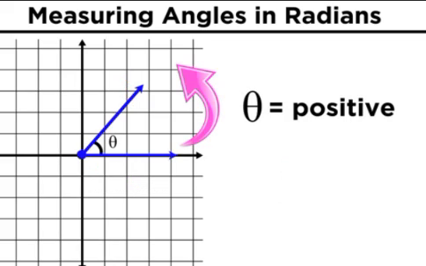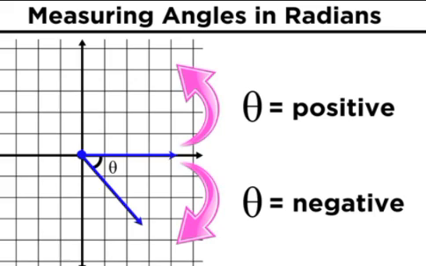If this ray came about from a counterclockwise rotation, we have a positive angle. If clockwise, it's a negative angle.